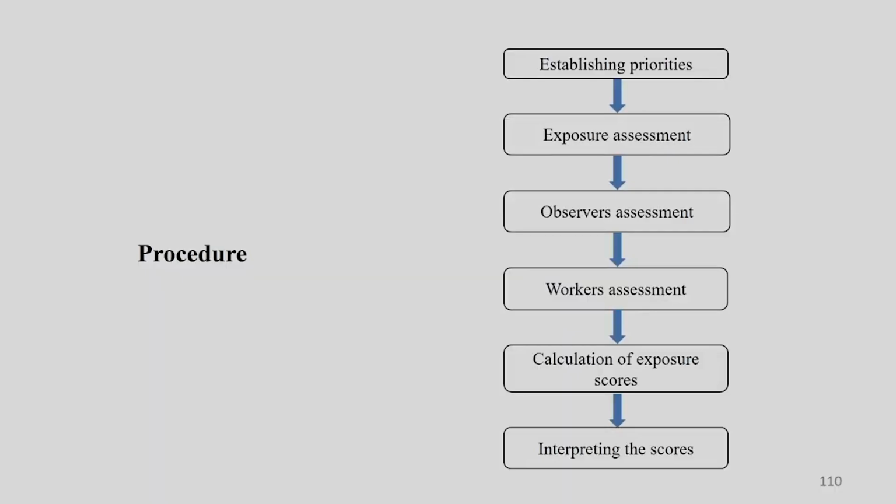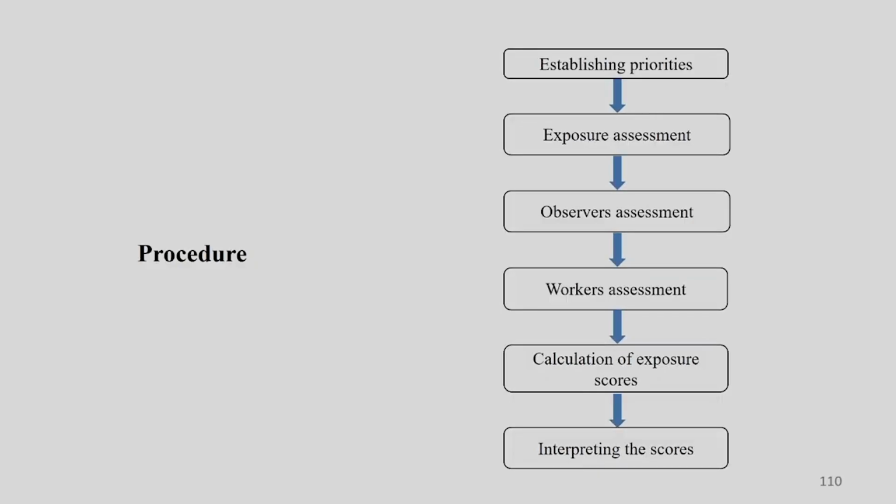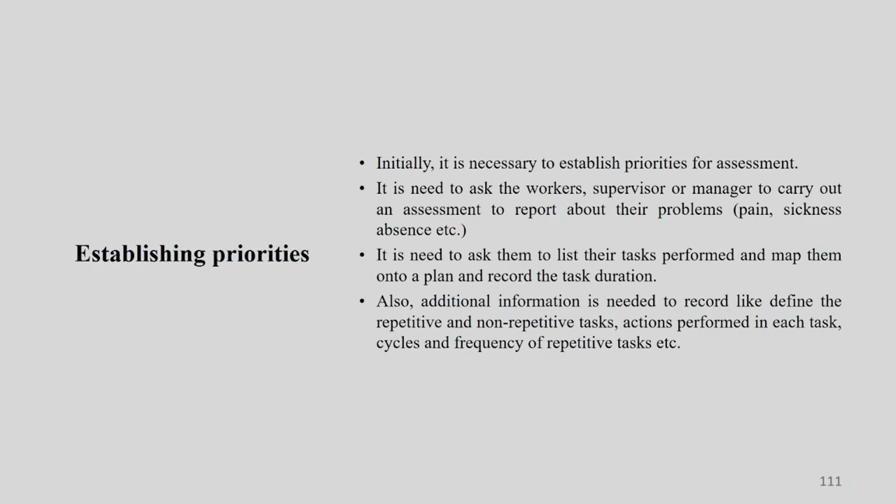So, establishing the priorities. From the whole set of tasks, you have to establish which task you are going to analyze. So, you have to give a grading, then exposure assessment. Here two things: one is the observer's assessment, another is the operator's assessment. Then calculation of the exposure score, and then you are going to interpret that particular score. Very similar to whatever we studied earlier. So, how do you establish the priorities?